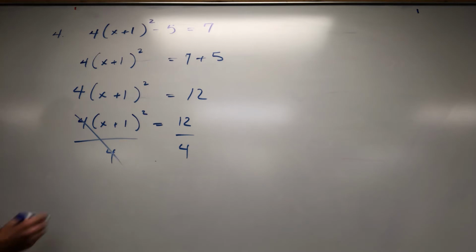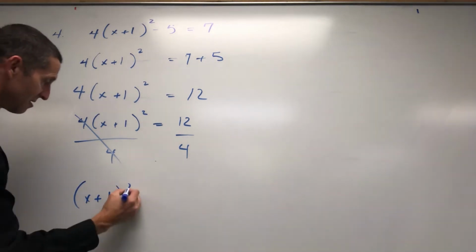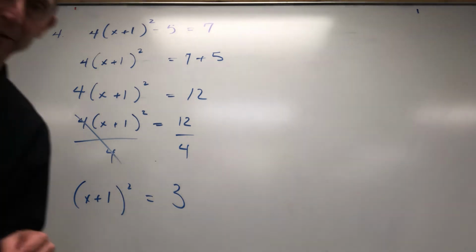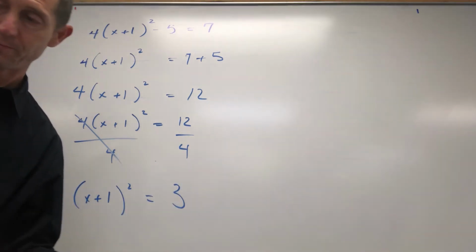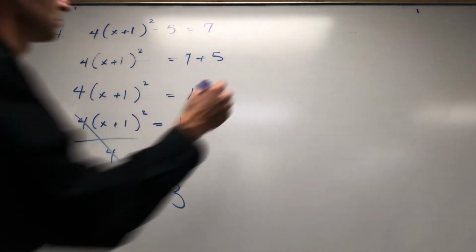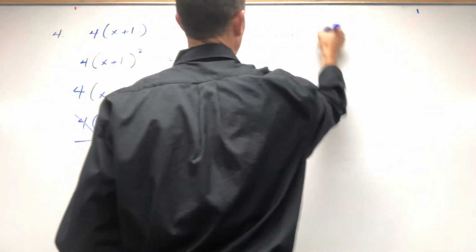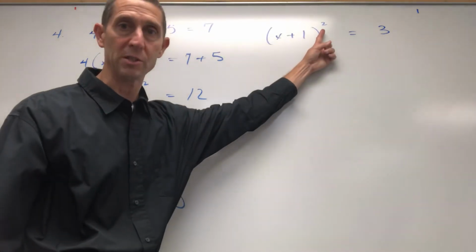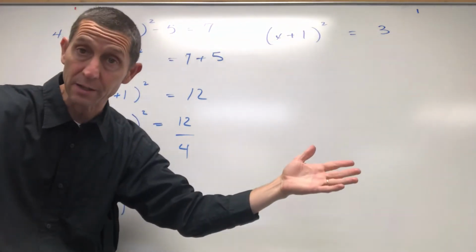Get those out of our way. And we get it down to that. The 12 divided by 4 gives us the 3. All right, let's grab this one. (x + 1) squared is equal to 3. So finally, what was squared is now completely by itself.